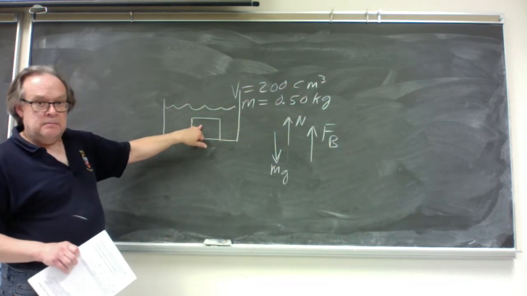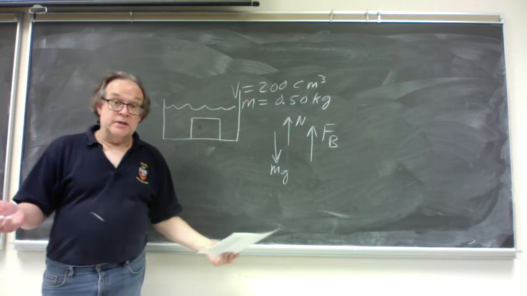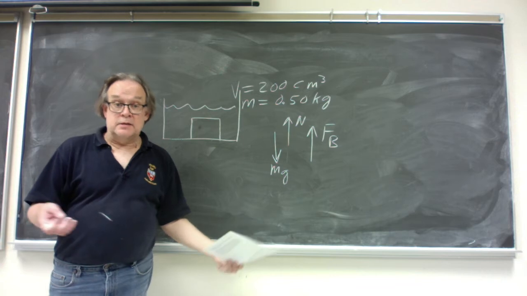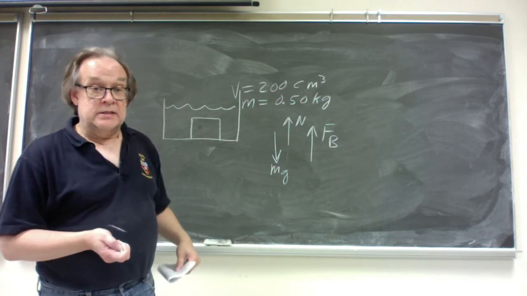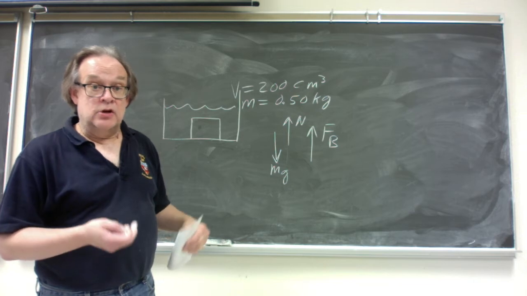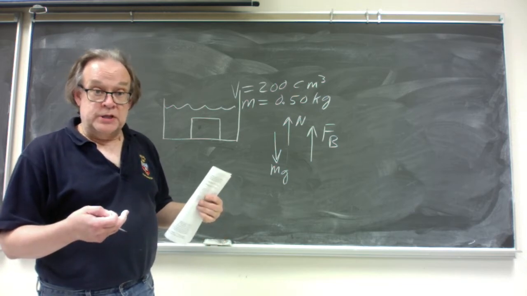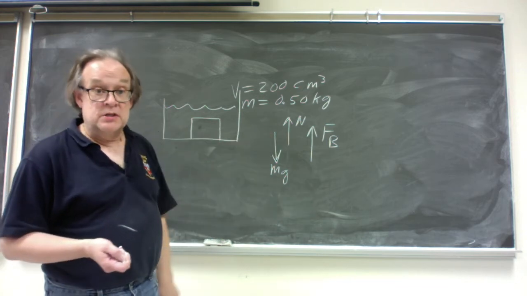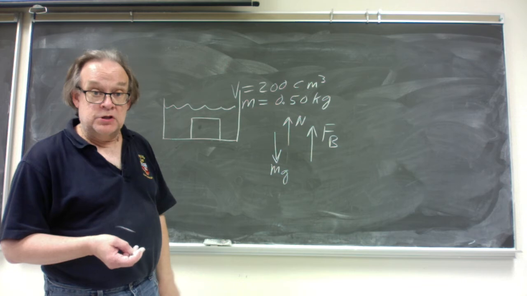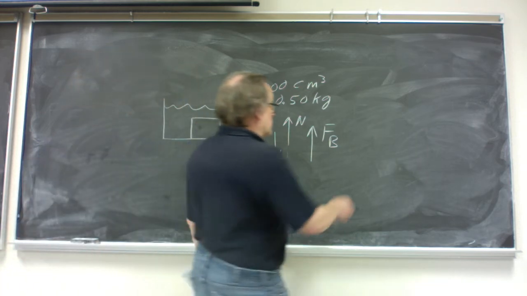And if this block is just sitting there at the bottom of the container, just sitting there means it's got a constant velocity, constantly zero. And of course, constant velocity is the same as saying no acceleration. According to Newton's second law, no acceleration means no net force. So all these forces, since they add up to the net force, all these forces have to add up to zero.